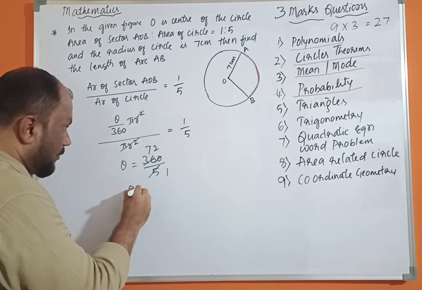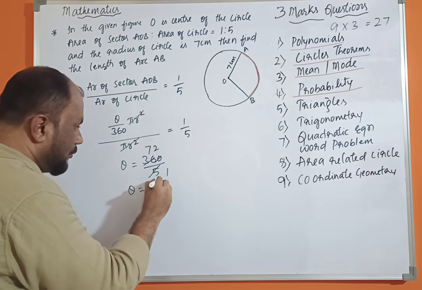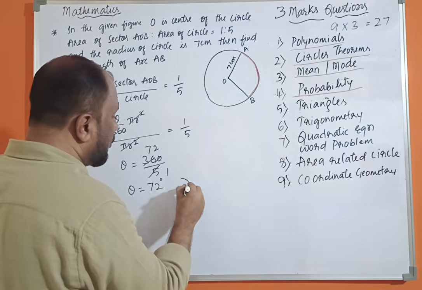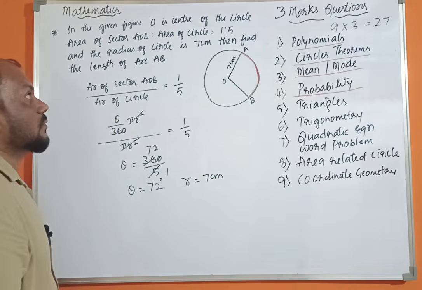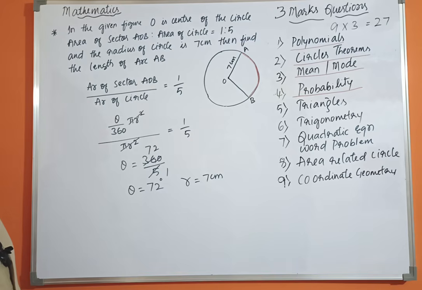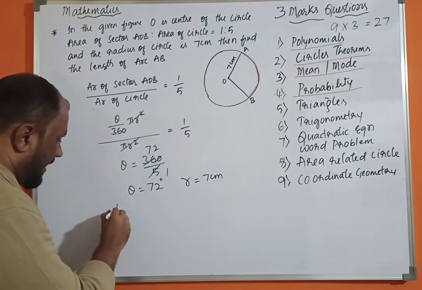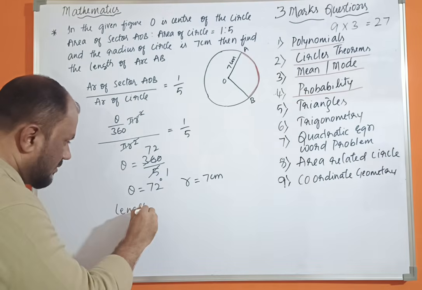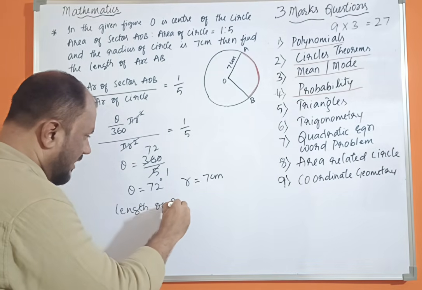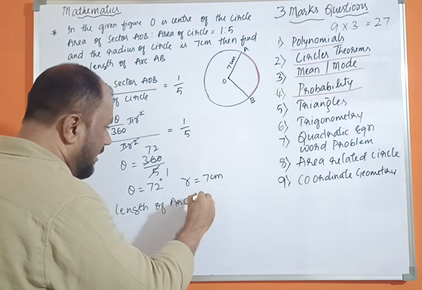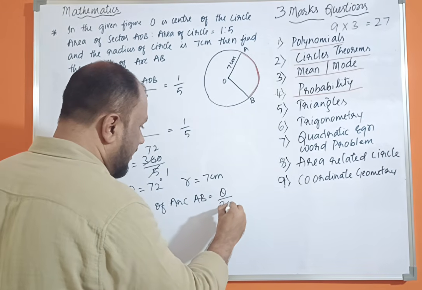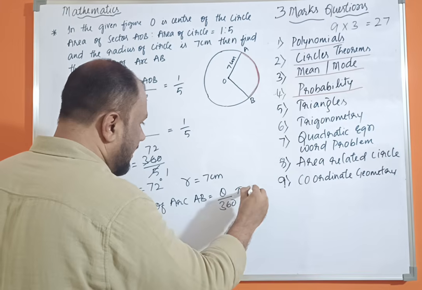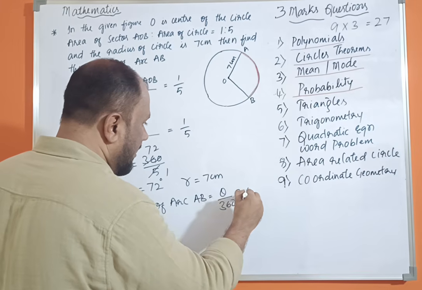So the value of theta you got how much? 72. And radius is given. R is equal to how much? 7 centimeter. So what does the question demand to find? Length of arc AB. Now, length of arc AB is equal to same formula, theta by 360 into 2 pi r.